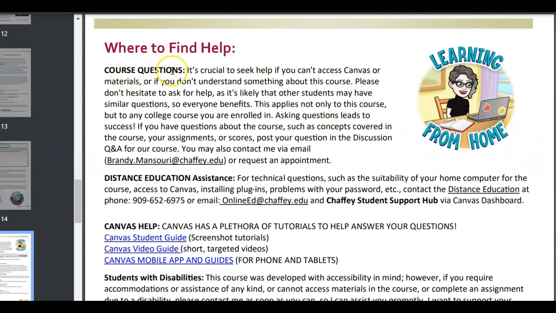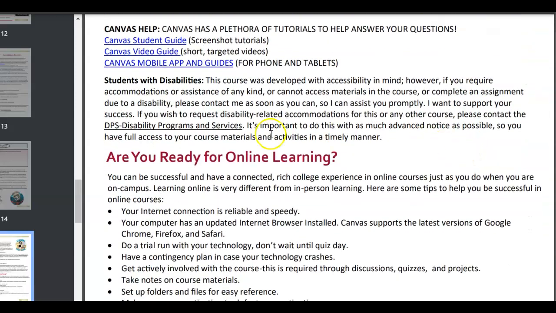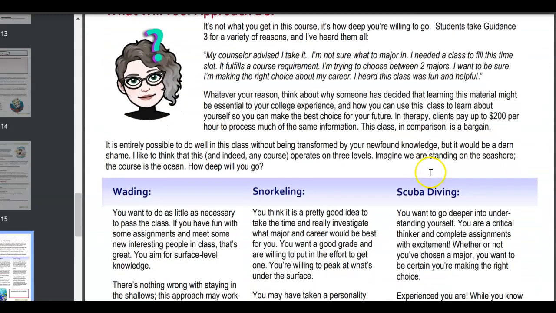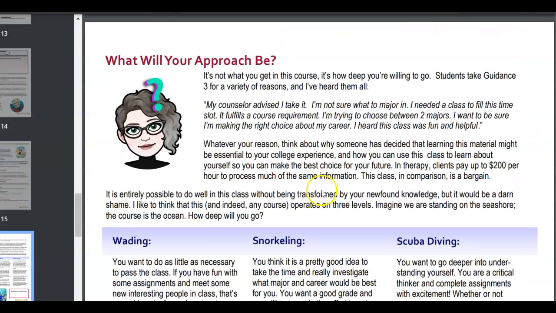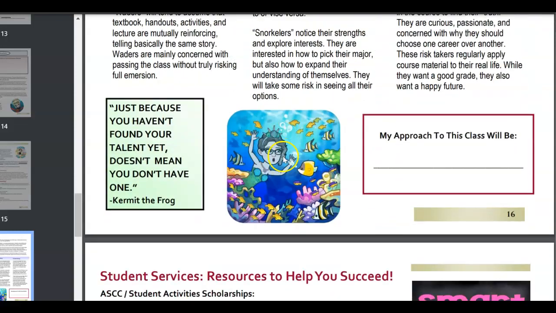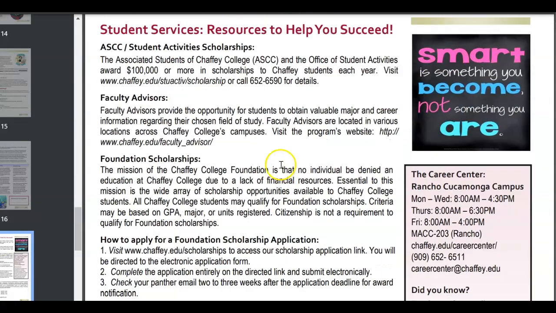Where to find help, those course questions, of course, you can ask me. Distance education help, Canvas help. Again, students living with disabilities, here's some information. Are you ready for online learning? What will your approach be? This is an important page as well because this is on your syllabus quiz. So I'm going to ask you what will your approach be to the class. So make sure you look through each of these three and decide for yourself which one you're going to choose in approaching our course and why.